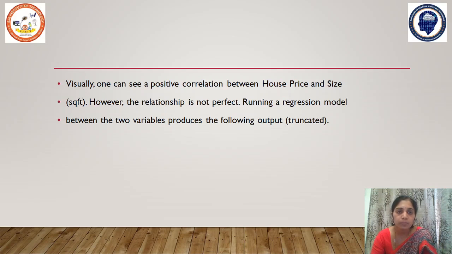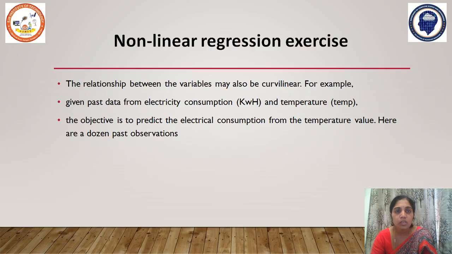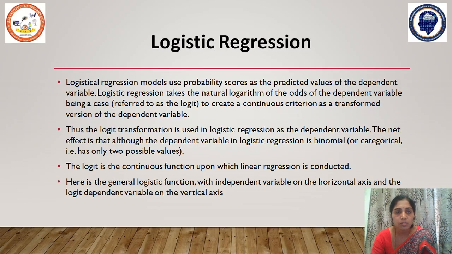In order to create a continuous criterion as a transformed version of the dependent variable, the logit transformation is used in logistic regression. The net effect is that although the dependent variable in logistic regression is binomial or categorical, that is, it has only two possible values, the logit is the continuous function upon which linear regression is conducted. Here is a general logistic function with the independent variable on the horizontal axis and the logit dependent variable on the vertical axis. So this is a diagram which shows the logit transformation or logistic regression.